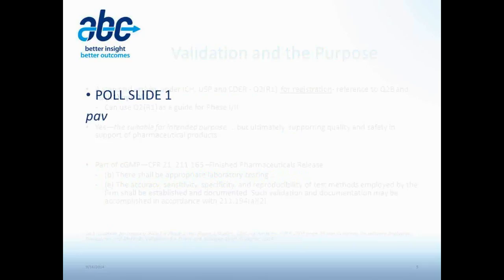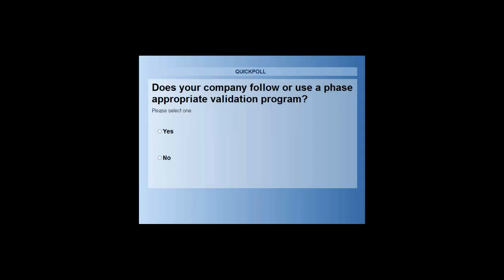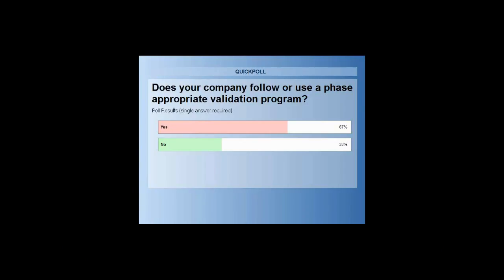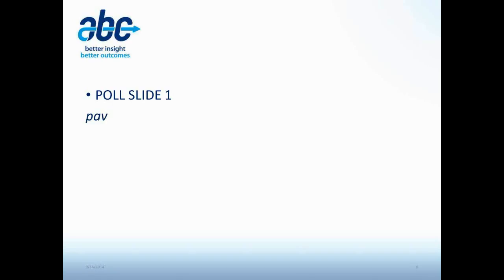Great. Well, thank you for that, Harley. We certainly do have a poll question showing on the screens of the audience right now, and you can vote on this in real time by clicking on your screen. The question: does your company follow or use a phase-appropriate validation program? Your options are yes or no. It looks like most of you have already voted, so you can get your last clicks in. I'm going to close polling now and share the results with you. And there we have it. 67% of you said yes, while 33% of you said no. And with that, Harley, I'll hand back the mic to you.